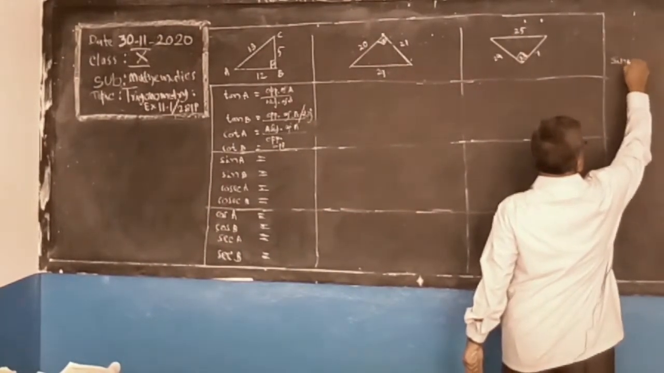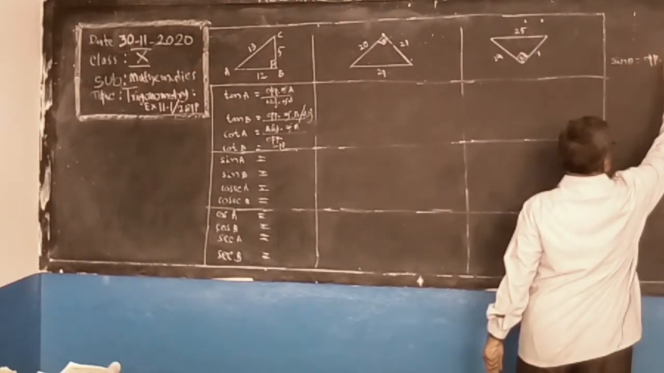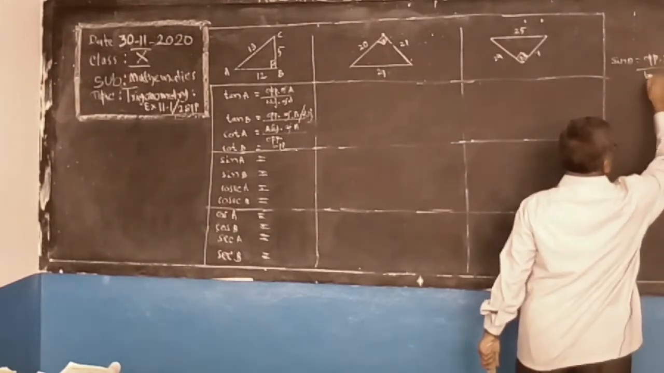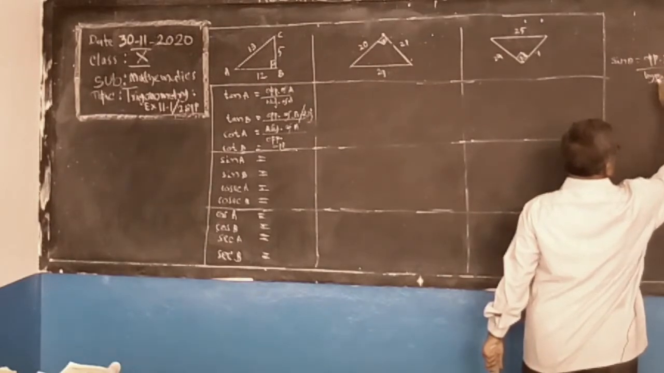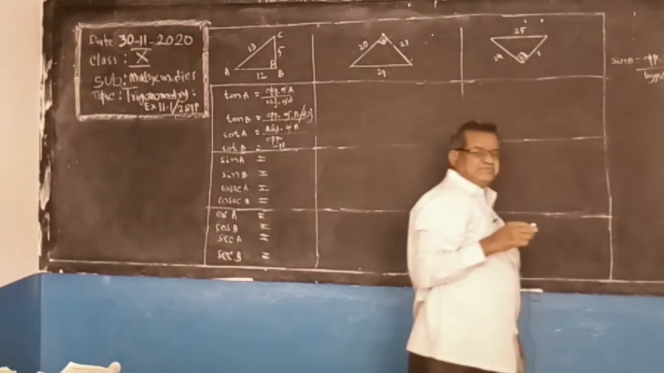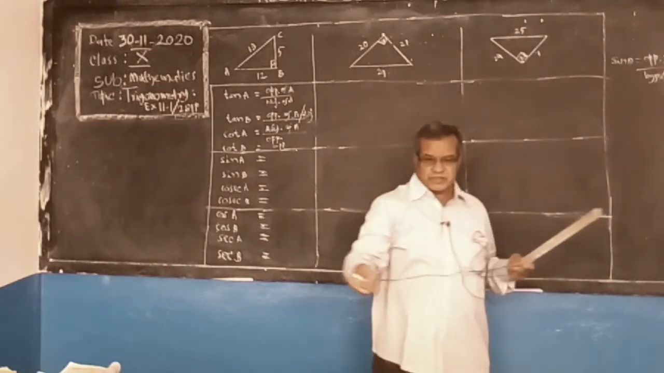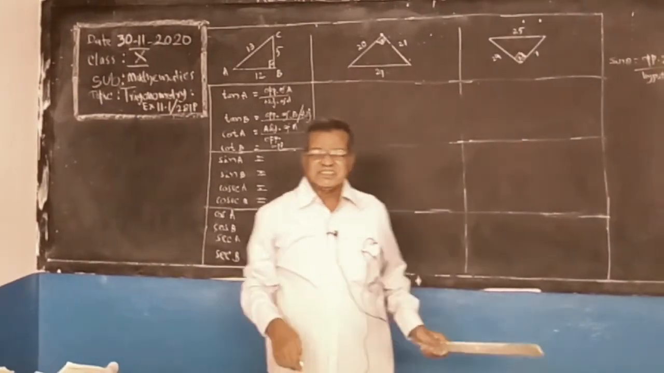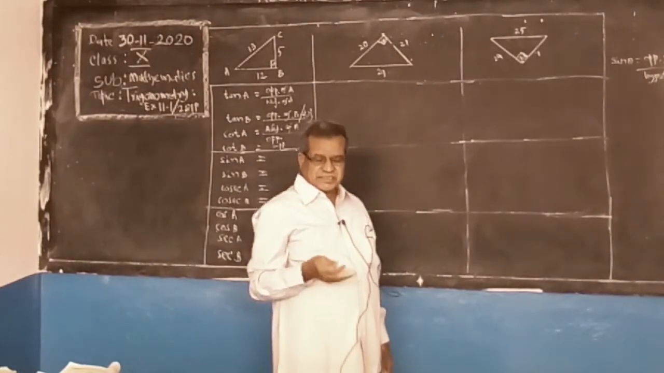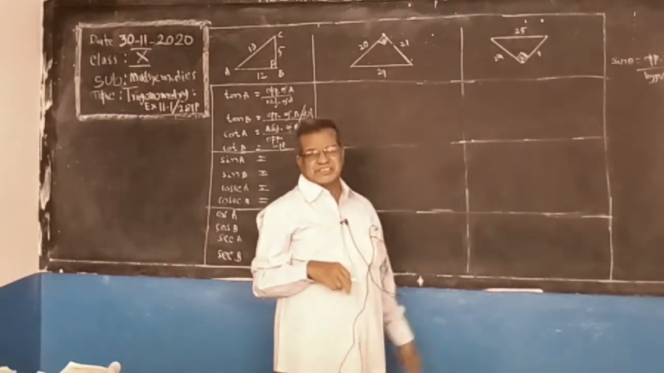First, sine theta is the opposite side of the angle theta by hypotenuse. It is a very important chapter. Those who want to go for higher studies, BTech, MBBS, graduation, post graduation, trigonometry is compulsory.